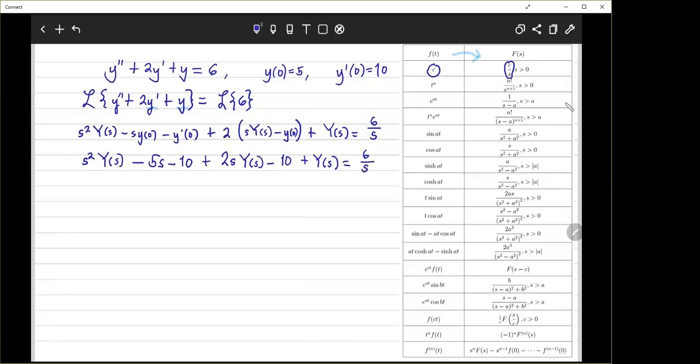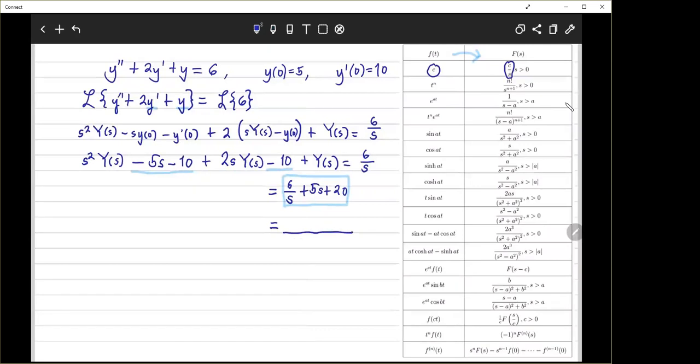Our step 2 is to isolate y of s. But before we do that, we first need to transpose the terms not containing y of s. So this is negative 5s minus 10 minus 10. So that's 6 over s. Transpose to the right this negative 5s minus 10 minus 10. That will become 5s plus 20. Our goal is to have a rational function in s on the right. So we need to combine this expression into a single fraction.